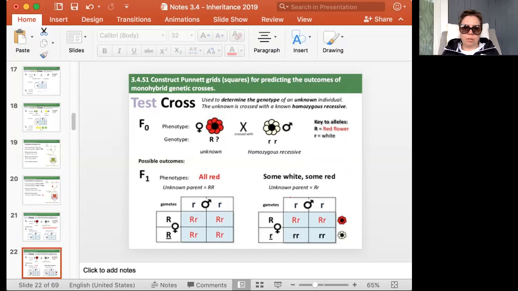For example, if we did a test cross and we get 100% red, that tells us that most likely the unknown parent is homozygous dominant. And then it's obvious that if we get even one white plant, the unknown parent had to be heterozygous. So that's essentially what a test cross is, and that can be handy down the road.